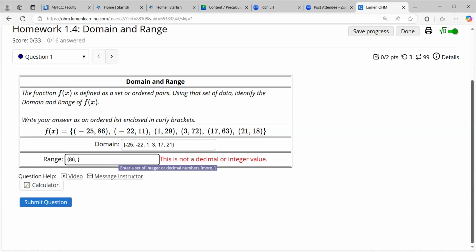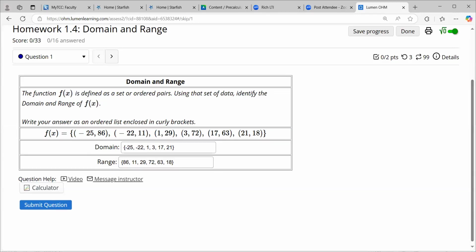Second component of the second pair, 11, and then 29, 72, 63, 18. Do we have any repeating elements? In this problem, we do not, right? All the numbers are different. In case you have a repeating element in the domain or the range, do not write it more than once. Only write it one time.